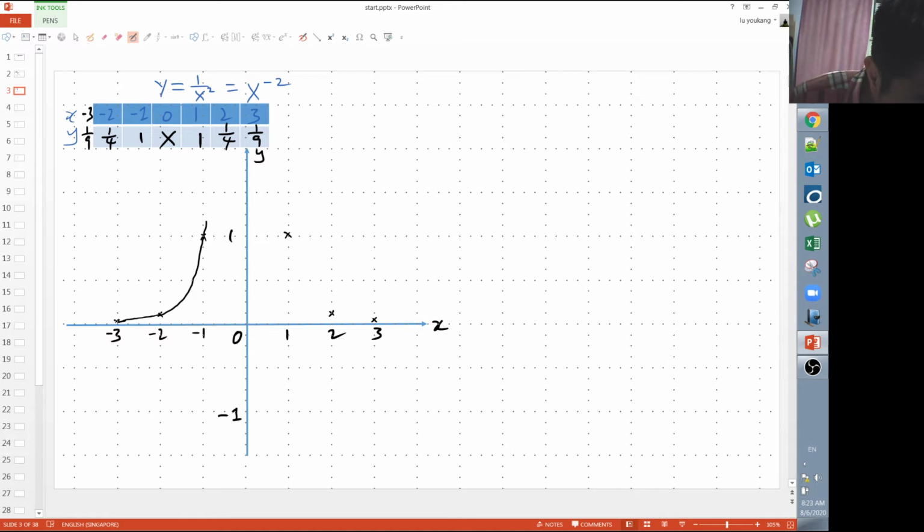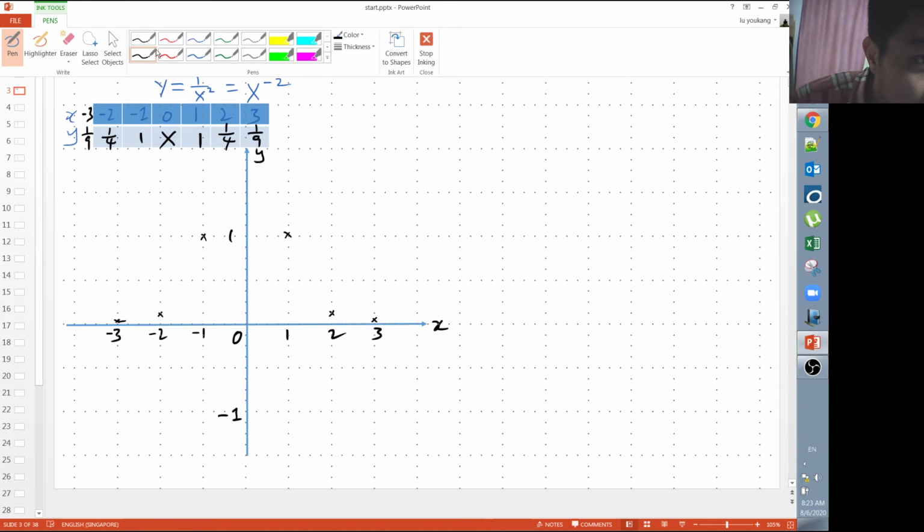So extend it out a little. By the way, it shouldn't touch the x-axis. Alright, so then it should go up. Alright, this entire thing is not nice at all. So let me do a better job. I believe I can do a better job.